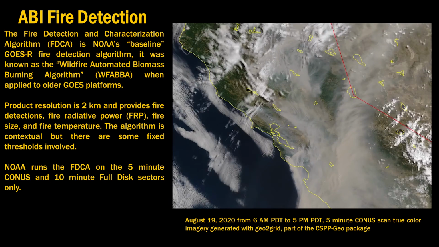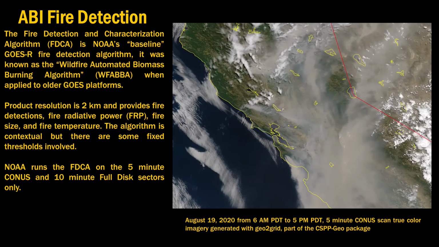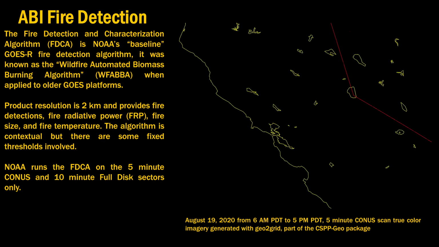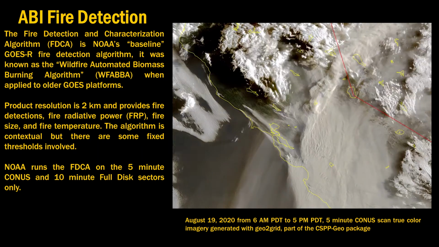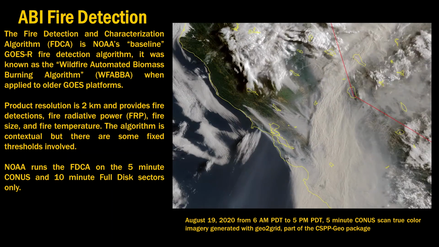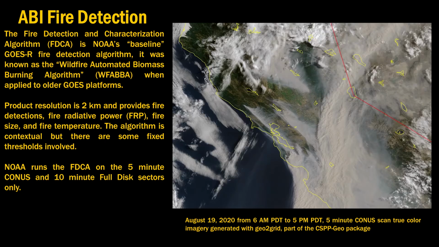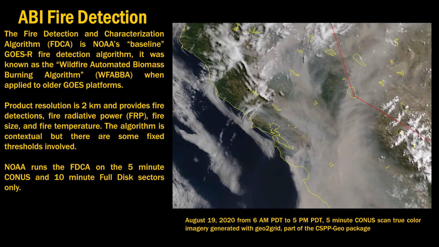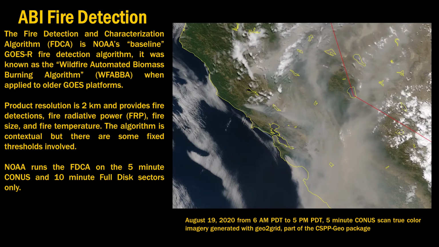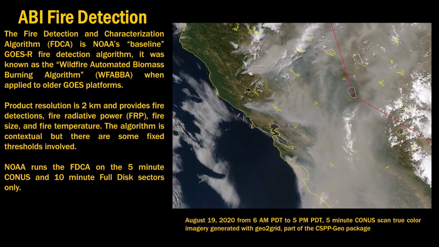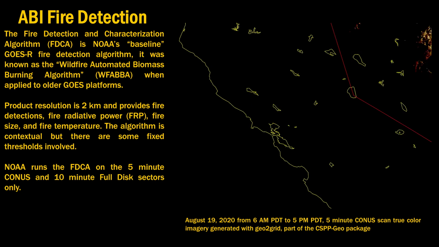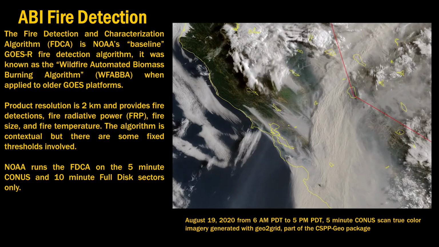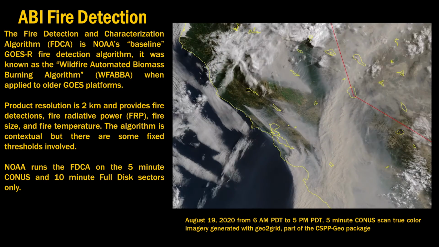The Fire Detection and Characterization Algorithm, FDCA, is known as the Baseline GOES-R Fire Detection Algorithm. It is based on the Wildfire Automated Biomass Burning algorithm that was used operationally for the previous GOES satellites. Product resolution is 2 kilometers and provides fire detections, fire radiative power, fire size, and fire temperature. The algorithm is contextual, but there are some fixed thresholds involved. Given its legacy as an algorithm developed for the previous generation of GOES satellites, it does not take full advantage of ABI's capabilities. NOAA runs the FDCA on the 5-minute CONUS and 10-minute full disk sectors only.